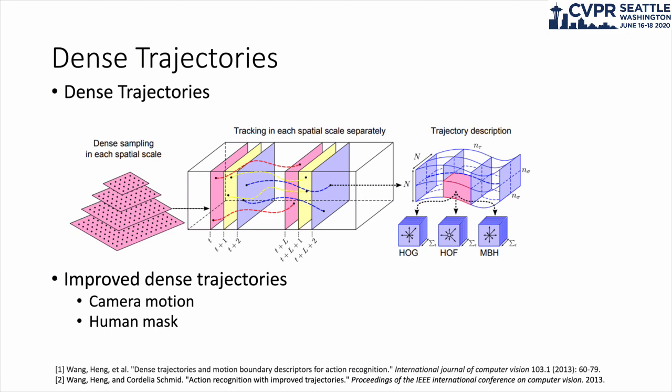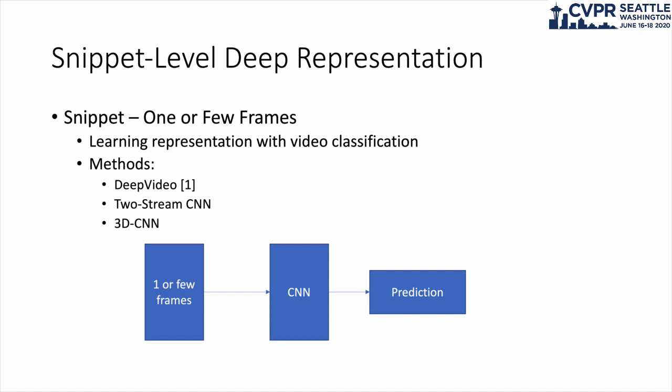And second is that trajectories formed by these low-level motion cues can also be a good source of information for activity understanding. We will later see how these methods can be reutilized in the era of deep learning. First few approaches towards this problem using deep learning all focus on the snippet level. A snippet is formed by one or few frames, usually below 20 frames, and they use video classification as a task to help the model learn video representations.